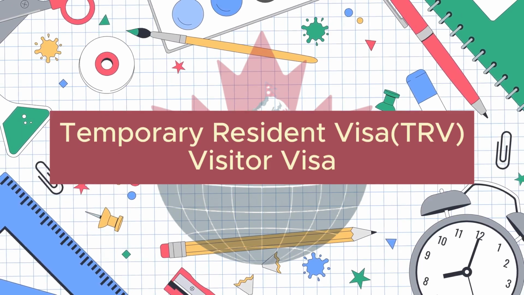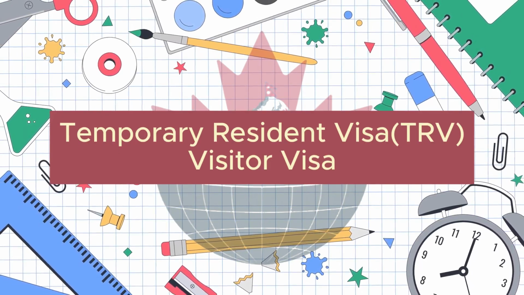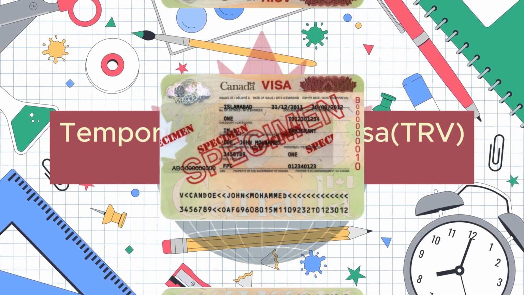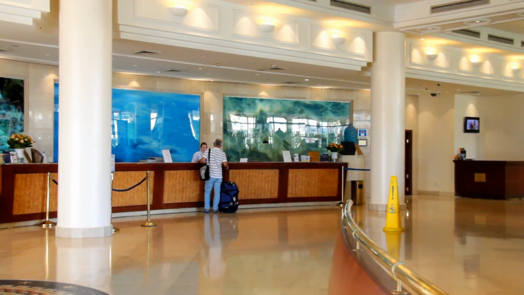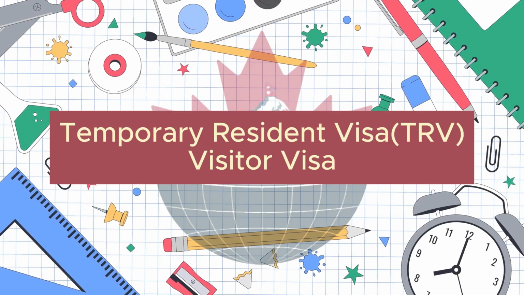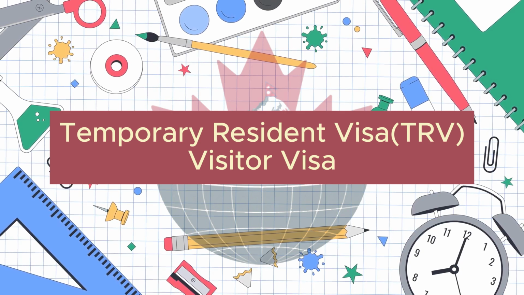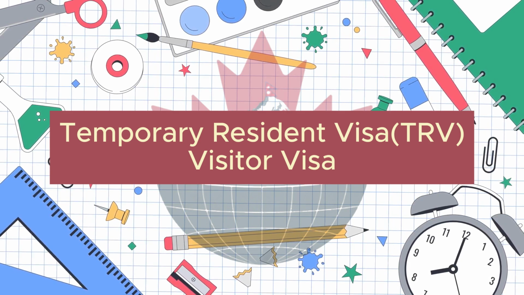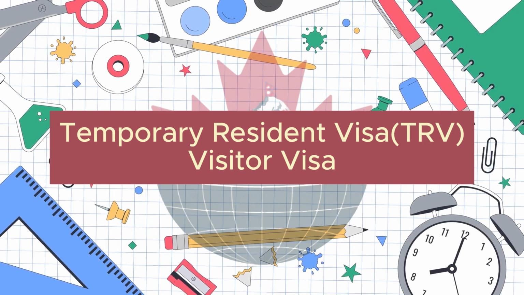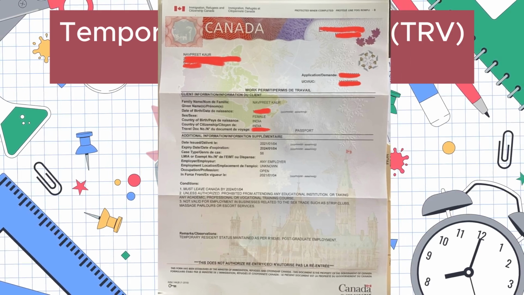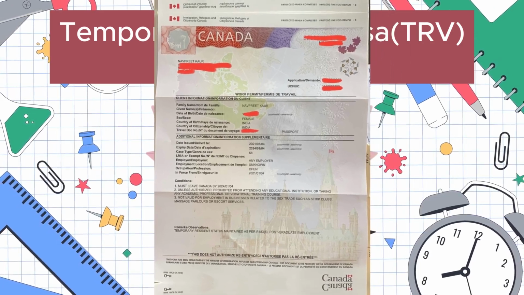Today we are talking about the temporary resident visa, or visitor visa, that you apply for once your permit gets approved in Canada. A temporary resident visa is required to re-enter Canada. Once your PGWP gets approved and you want to travel outside Canada, you need a valid visitor visa to come back. So we're going to learn how to apply for that today. In this video, we are especially considering those applicants who have a valid work permit.